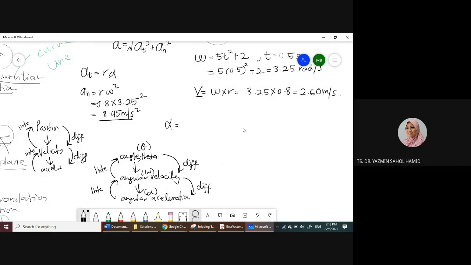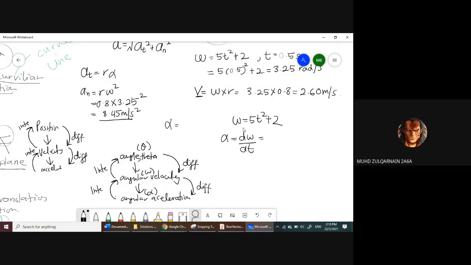What we need to do? You need to differentiate omega. What is our omega? Our omega is 5t squared plus 2. So you need to differentiate that. So alpha equals d omega over dt. Can you please differentiate this? What do you get?